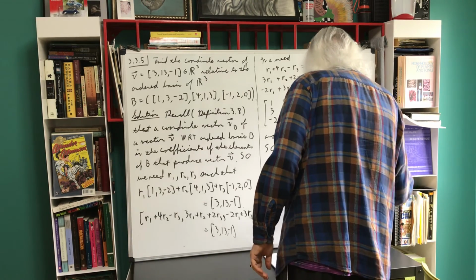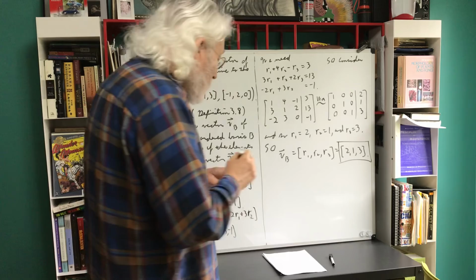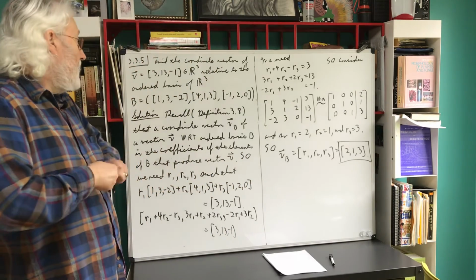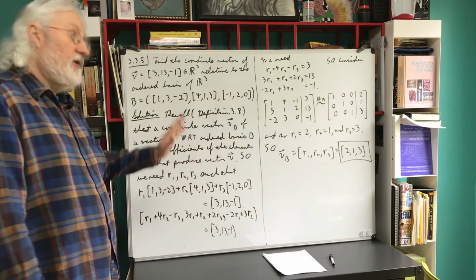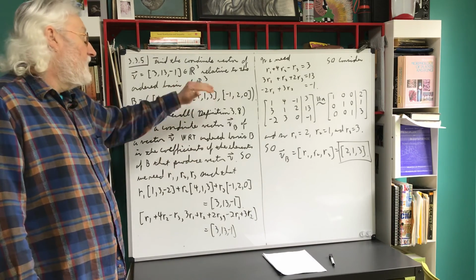There's the coordinate vector. Finding coordinate vectors is nothing more than finding coefficients in a particular linear combination. It's a linear combination based on ordered bases.